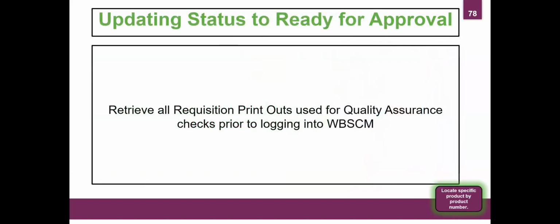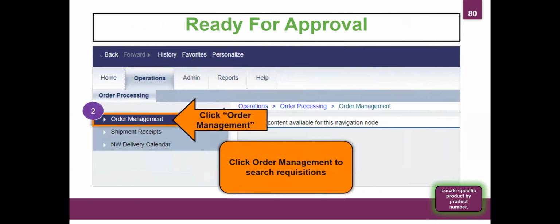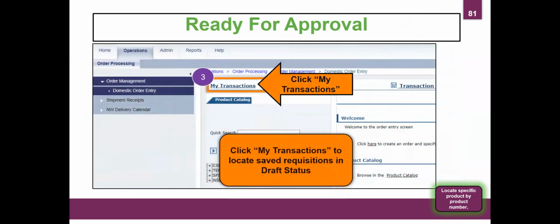So we have to get everything. We're moving back to WebSCM. So we have all of our printouts or our electronic copies where we did our quality assurance. We're sitting back down. We're going to log into WebSCM. Remember, this time we're under operations still. We just have to pull up those drafts. So it's still order management. That's our tab. This is our pathway.